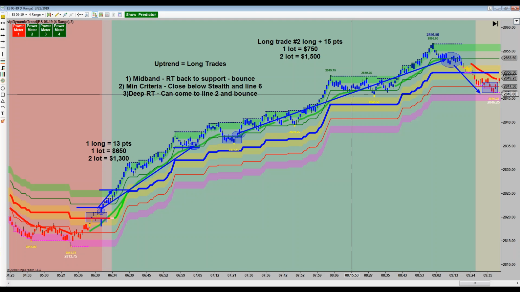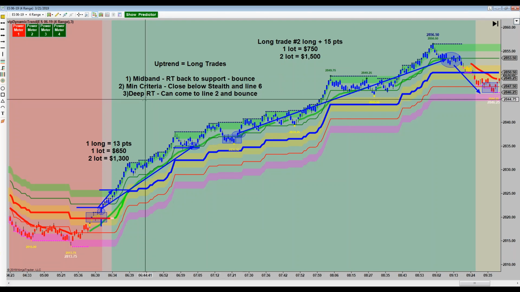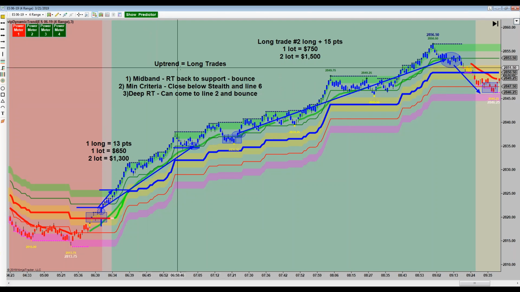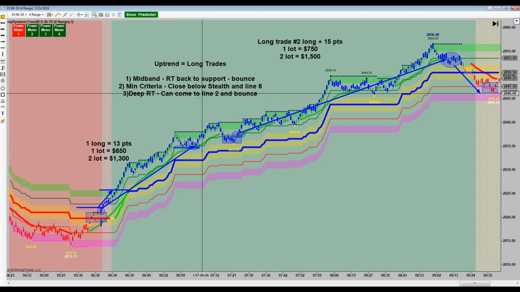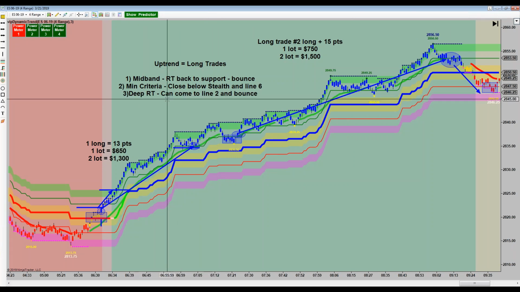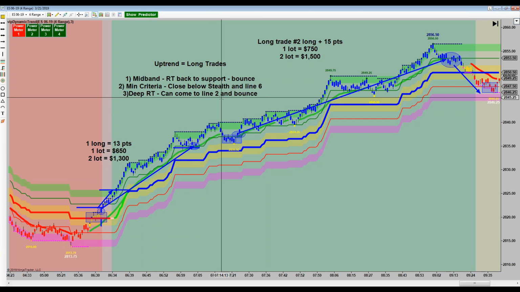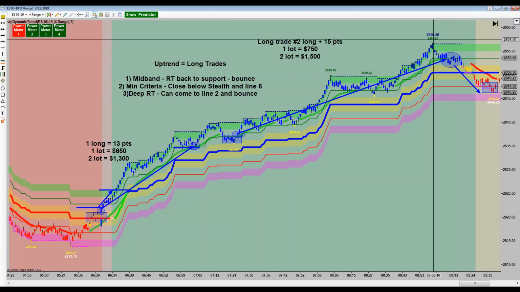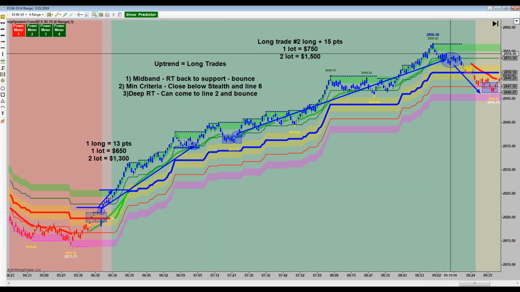Okay, let's look at our definition number 3 of our third trade type, a deep retracement, in this case in an uptrend where we're looking for longs, yes? Here we said that the deep retracement can come all the way to line 2 in an uptrend, and when I wrote this, I said possibly the bars could turn the other color, right? Sure enough, look at this. It's come all the way from the fresh high up here at 56.50, paused at the midband.